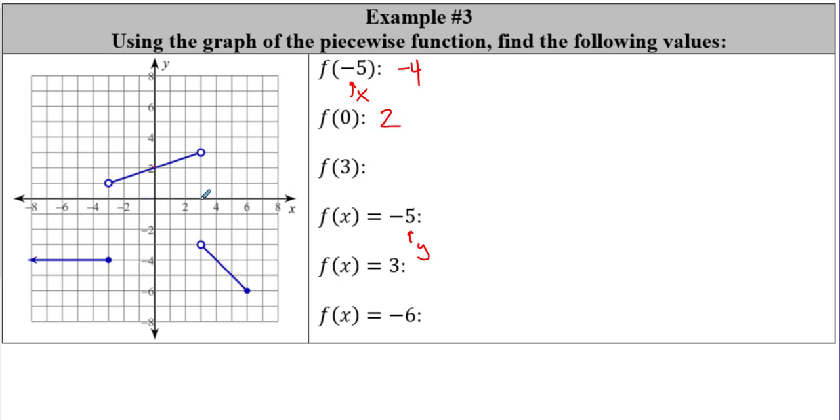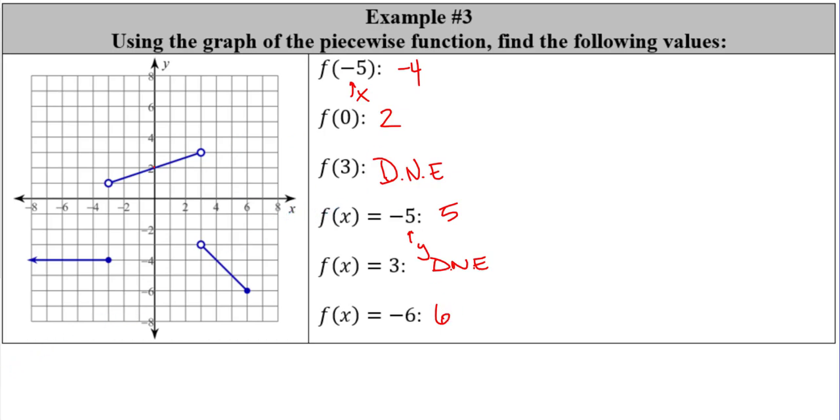When x is 3, if I go up, I have an open dot, so I can't include that. I go down, I also have an open dot, so this one does not exist. All right, now for when y is equal to -5, if I go over to this part of the graph, I will have a +5. And then when y is equal to 3, looks like just the open dot, so this will be a does not exist. And last, when y is equal to -6, we have a +6. So these ones are not so bad.